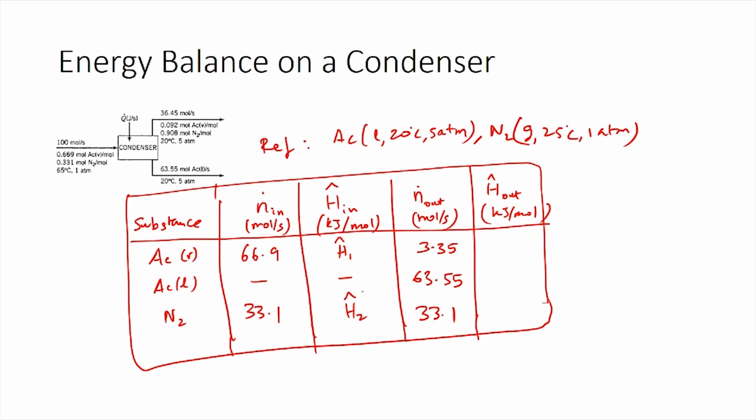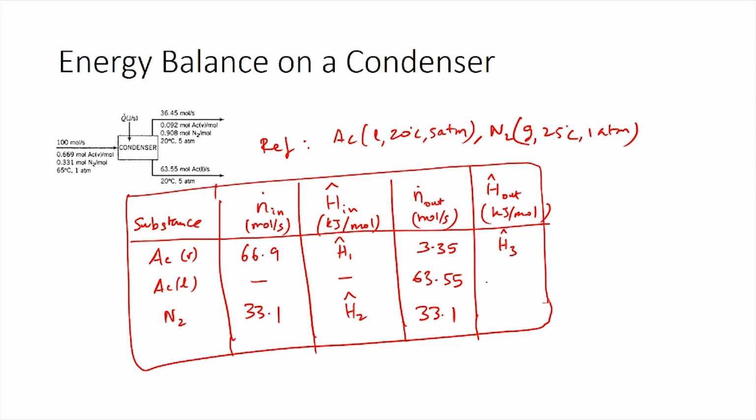So, there is a change in temperature, which means this would also have an associated enthalpy with it. Now, for acetone vapor which is leaving through the exit stream, it is leaving at 20 degrees Celsius and 5 atmosphere. However, it is a vapor at 20 degrees Celsius and 5 atmospheres, not a liquid at 20 degrees Celsius and 5 atmospheres, which means this would also have a different enthalpy than the reference state. So, we would have to calculate this H3 cap.